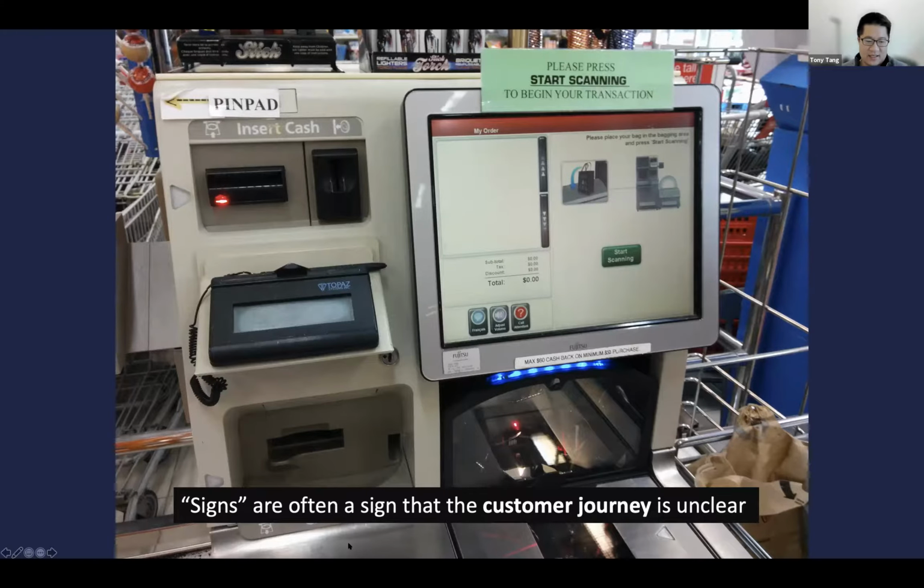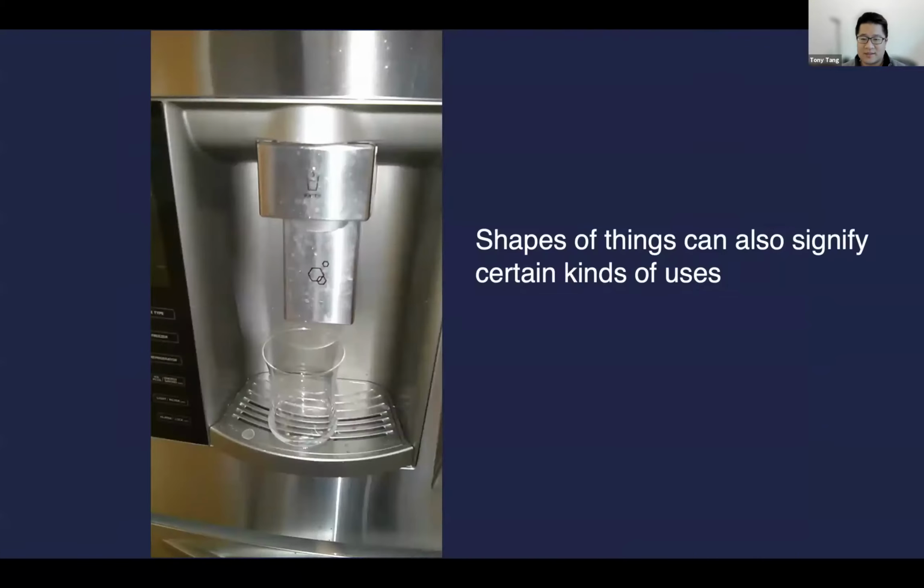So the lesson here is that signs, literally written signs, and I think I said this earlier, are often a sign that the customer journey is unclear. It's not clear what a person should do about this.